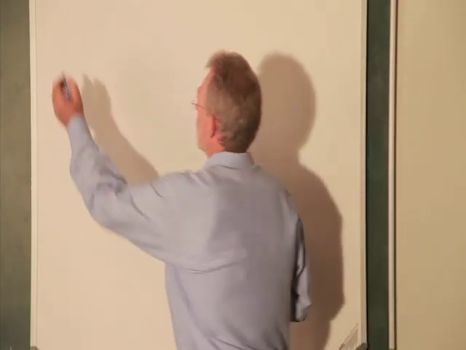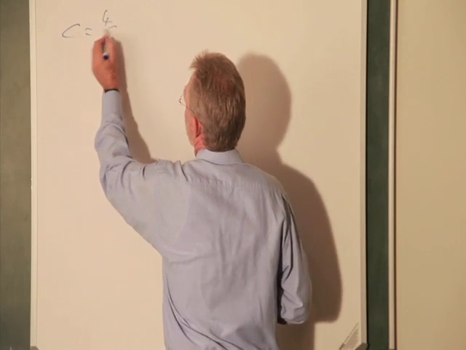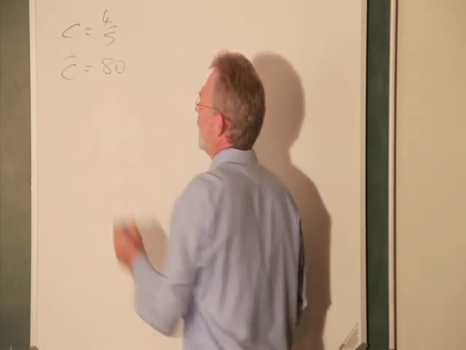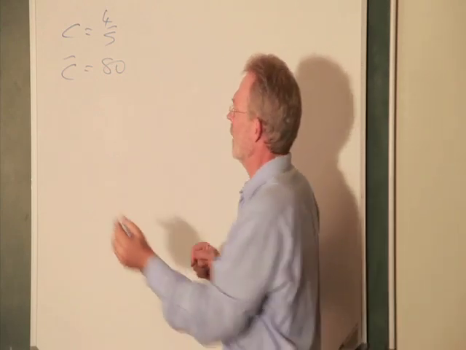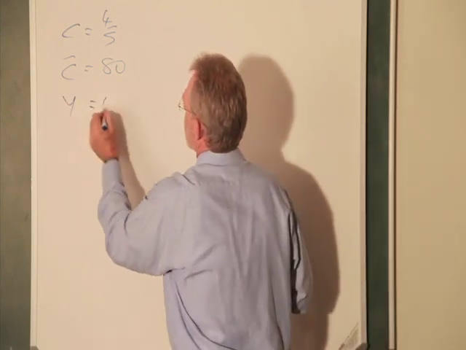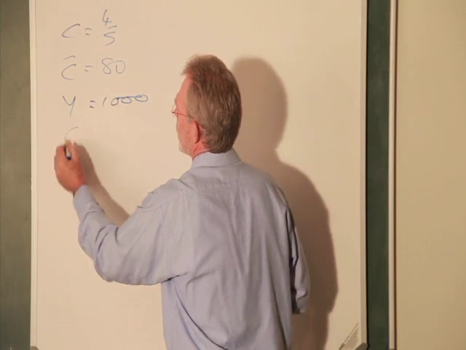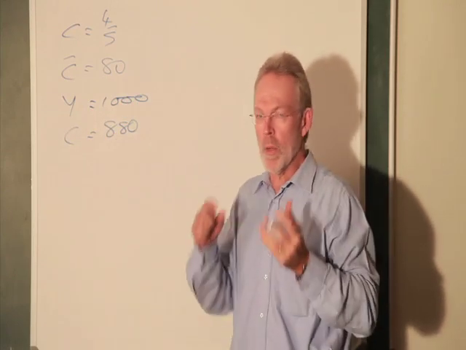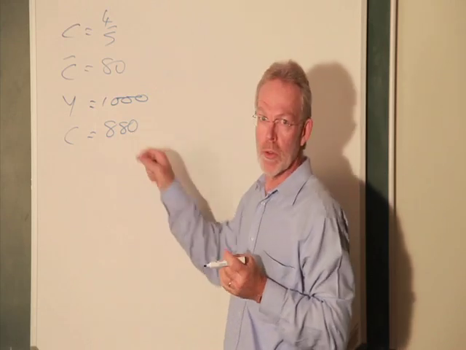In the next statement, we are given the following information. C equals 4 over 5. Autonomous C equals 80. And then the statement is made: at an income level of 1,000, consumption spending equals 880. We have to decide whether this is true or not.